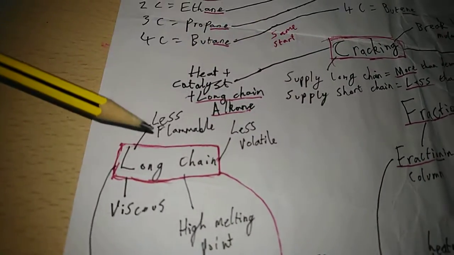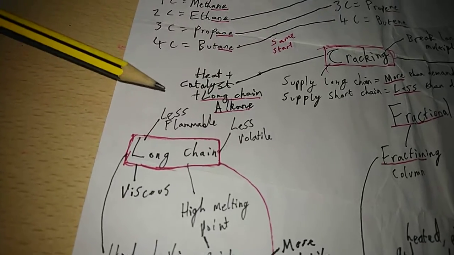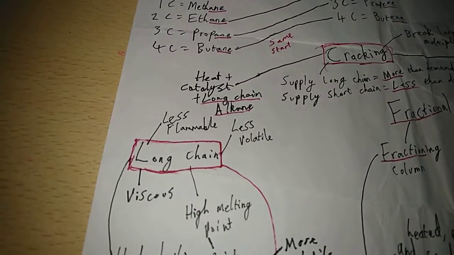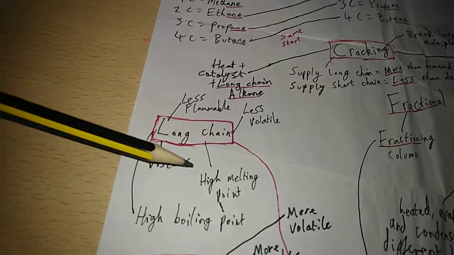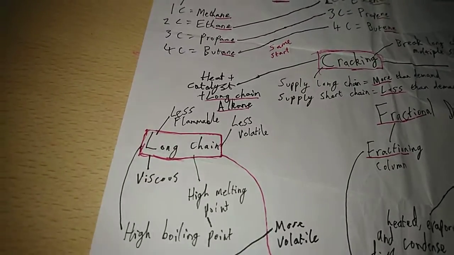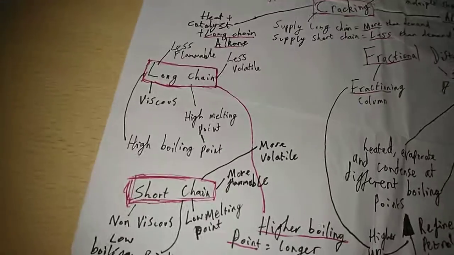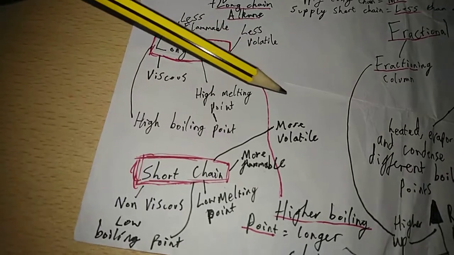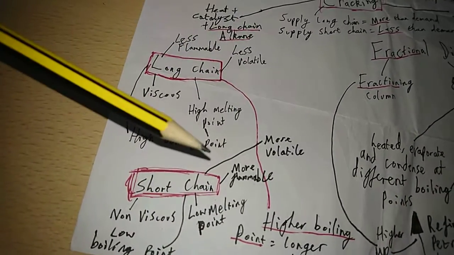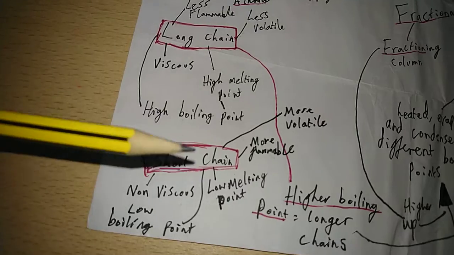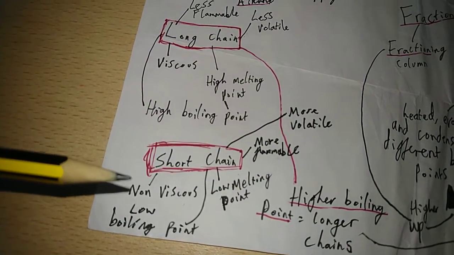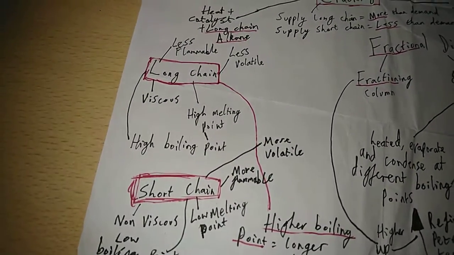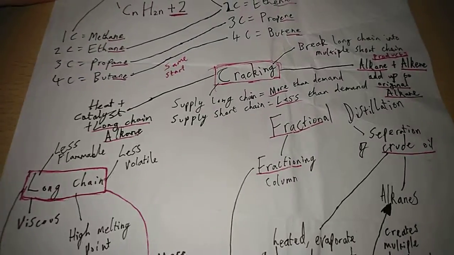Long chain molecules are less flammable, less volatile, viscous, and have a high melting point, which means they also have a high boiling point. Short chain molecules are more volatile, more flammable, and have a lower melting point and a lower boiling point. They're also not viscous, as opposed to long chains being viscous.